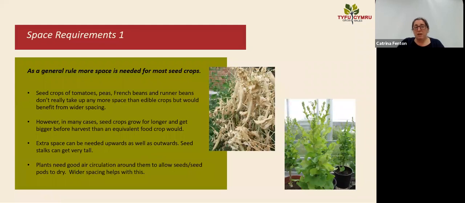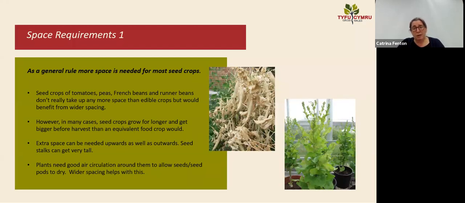So, space requirements. These are other things that need to be considered when you look at crop rotation growing for seed. As a general rule of thumb, you're going to need more space per plant for crops if you're growing them for seed. In theory, you could argue that things like tomatoes, peas, French beans and runner beans you could grow in the same size of growing space that you would grow for eating, but you are going to be growing them to full maturity for seed production. And the more space that you're able to give them, the better, really.